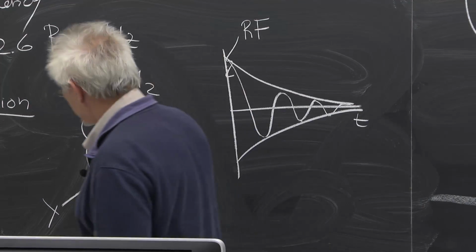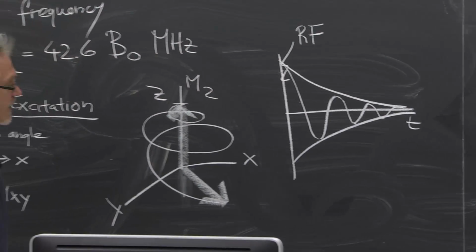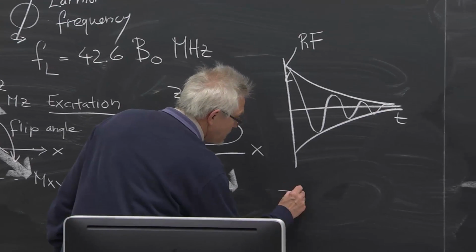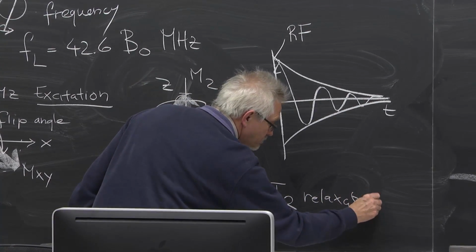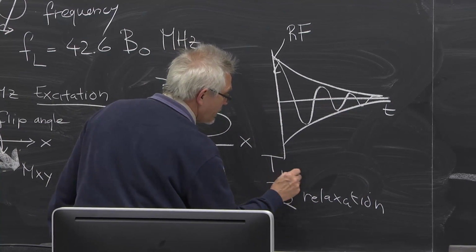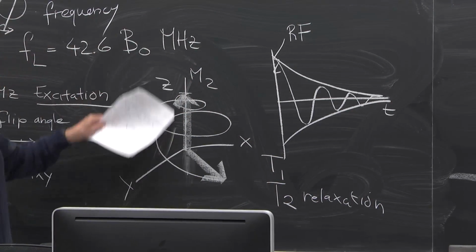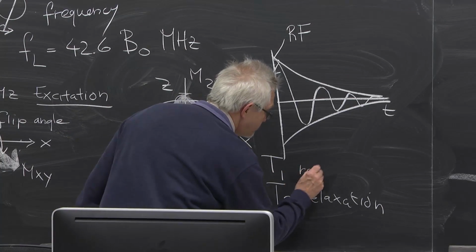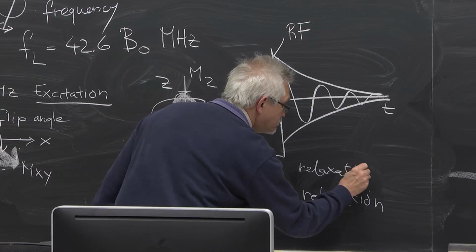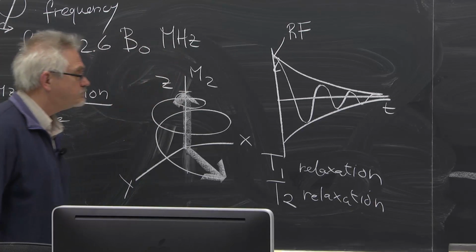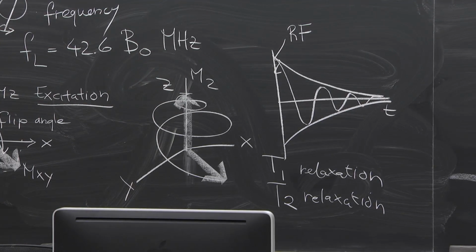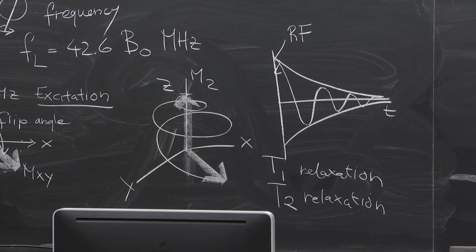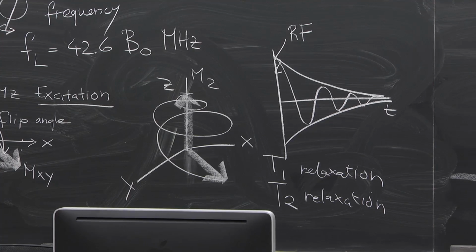The dephasing, so the reduction in XY component, is called T2 relaxation. And the restoring of the Z component is the T1 relaxation. So T1 is the restore of MZ. T2 is the decrease in XY.